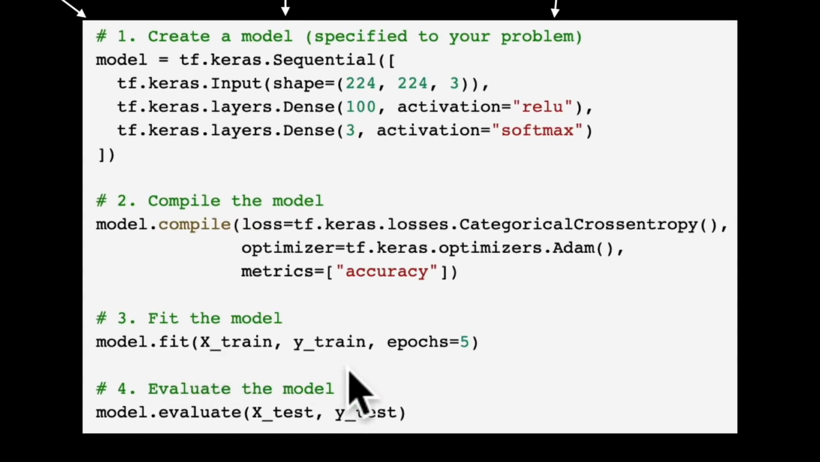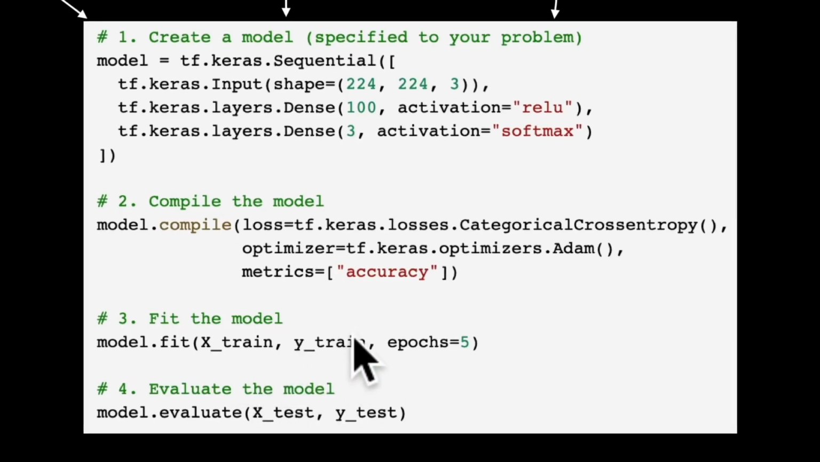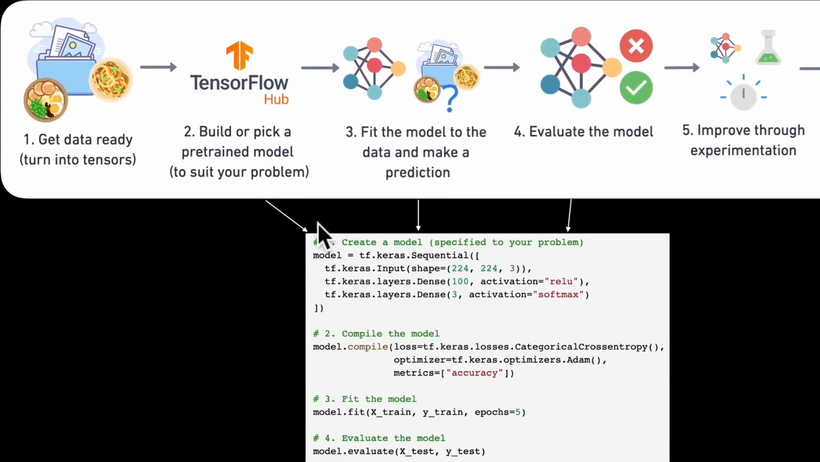We've got X and Y. Well, we haven't got a training data set actually, have we? Or a testing data set. We might just stick with X and Y for now. All right, so now we've got the steps here, 1, 2, 3, 4.